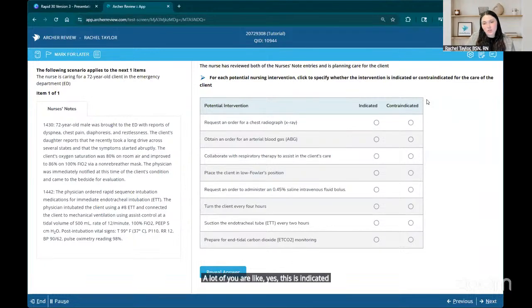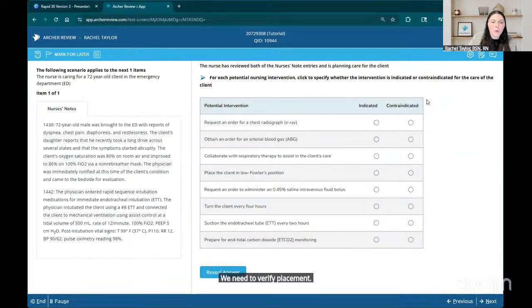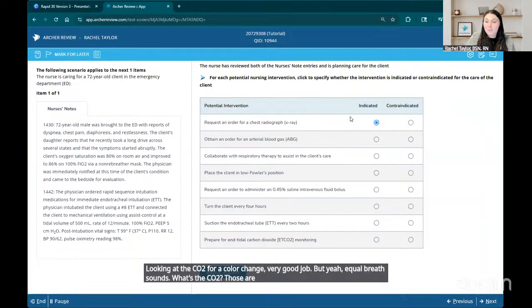A lot of you are like, yes, this is indicated. Why do we need a chest radiograph, guys? I know you all know this. Why do we care about a chest radiograph? We need to verify placement. What's another way they might verify placement? Looking at the CO2 for a color change. Very good job. But yeah, equal breath sounds. Those are a few things that I, in critical care, looked at all the time when we would have mechanically ventilated clients.